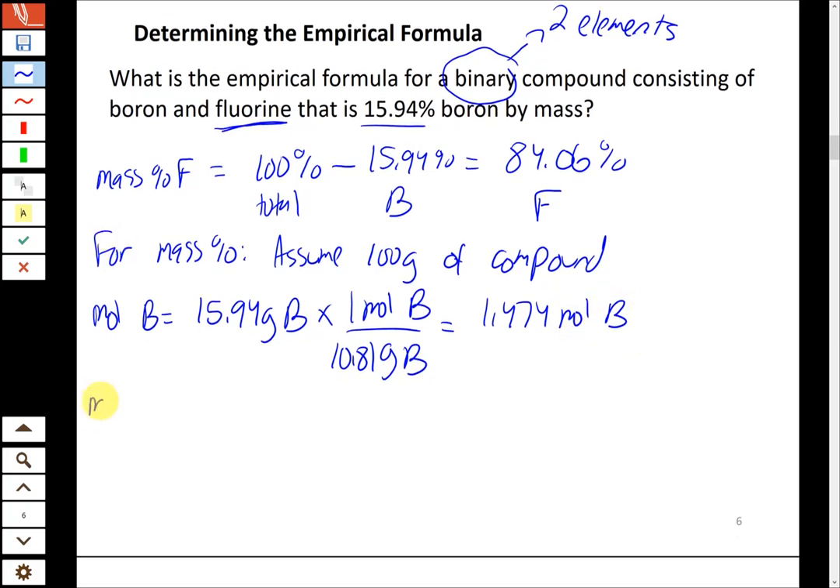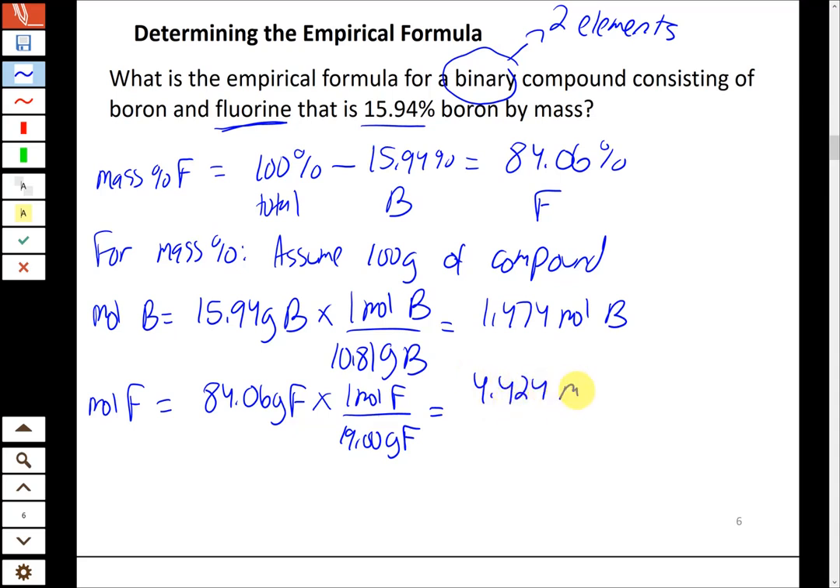Then we do the same thing for fluorine. The mass percent of fluorine was 84.06, which again means there's 84.06 grams of fluorine in 100 grams of compound, and we convert to moles by dividing by its atomic mass, which is 19.00. That gives 4.424 moles of fluorine. All right, so again, those are the moles of each element in 100 grams.